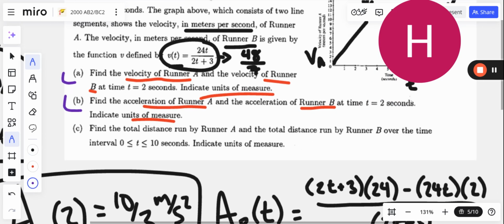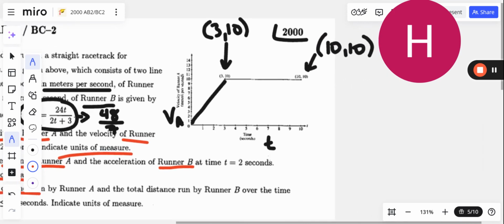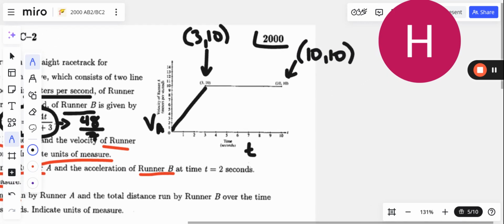So total distance, that's going to be using the integral. So part B had us use the derivative of the velocity, that's the acceleration. Now we're finding total distance, which is technically the integral of the absolute value of the velocity, but it doesn't seem like their velocities are ever going to be negative, so we don't really have to worry about that. Again, runner A is sort of the easy one to tabulate.